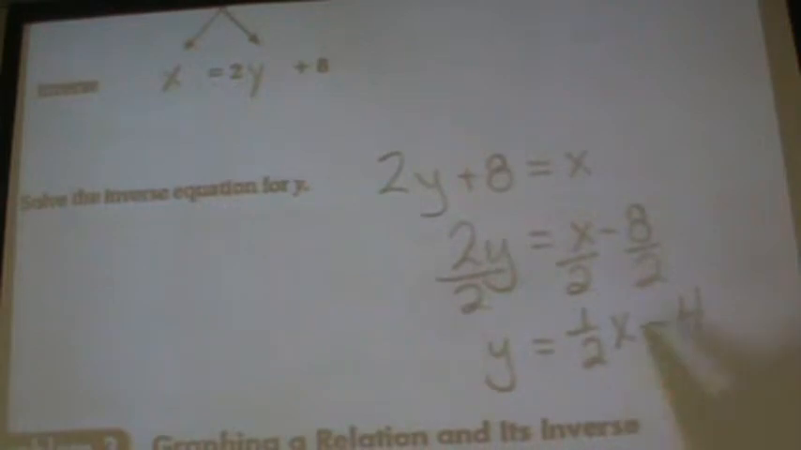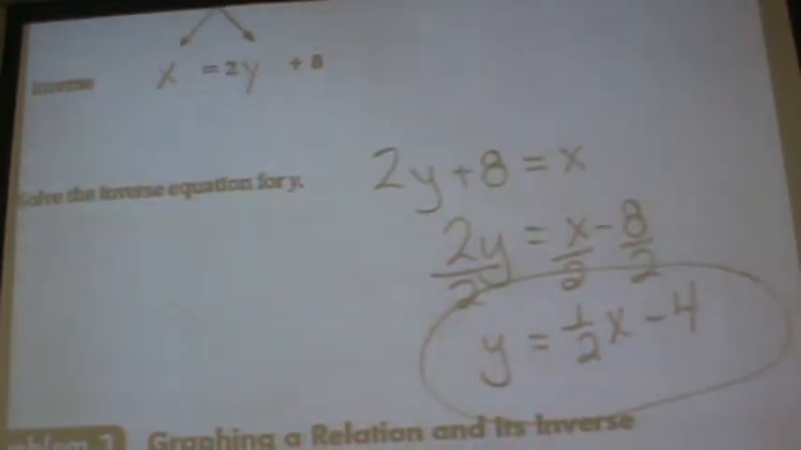Now, is this a function? How do you graph y equals 1/2 x minus 4? Go down 4. Then up 1 over 2. So it's like a half over 1, because these are all divided by 2, so split them in half.